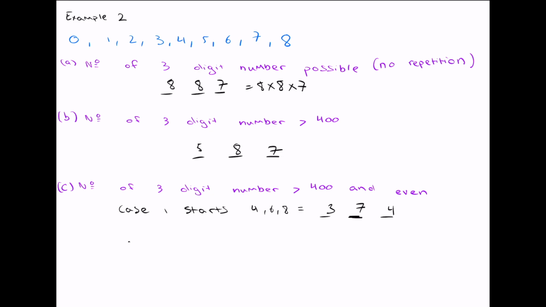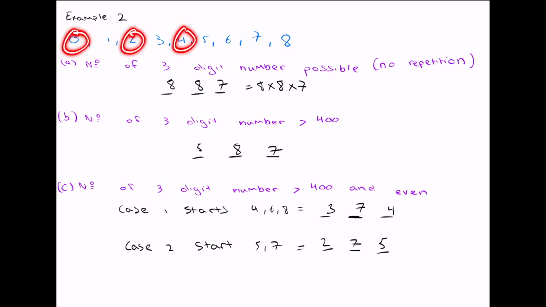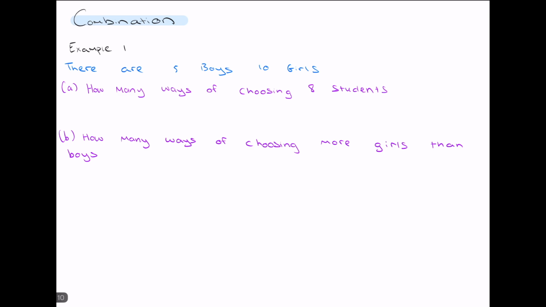And case 2 is just starting with 5 and 7. So 2 possibilities to start, 7 in the middle, and 5 at the end. And why is it 5 at the end? Because it can end with 0, 2, 4, 6, and 8. So your answer is just 3 times 7 times 4 plus 2 times 7 times 5. Right. And now let's go into combinations.